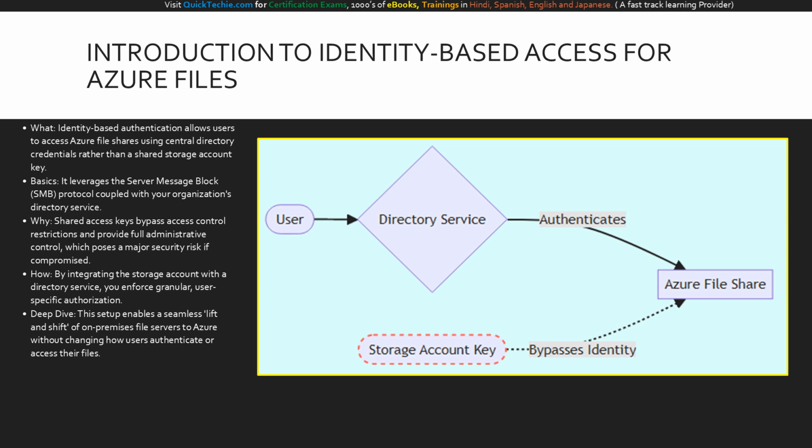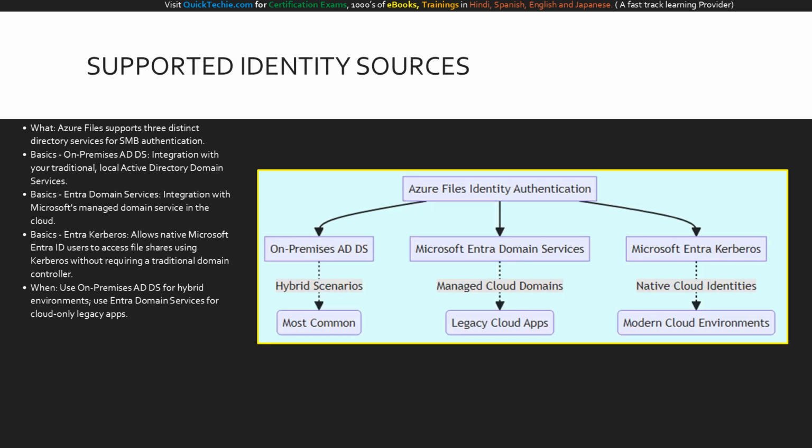Looking at this flowchart, the secure path is clearly visible on top. The user authenticates against a centralized directory service, which then grants authorized access to the Azure file share. At the bottom, we see the legacy method, the storage account key. Notice how it completely bypasses the identity provider, representing a direct, unmonitored path to the data. Our goal today is to implement the secure, identity-driven path at the top and avoid using the shared key for daily operations. Now that we understand the why, let's look at the what.